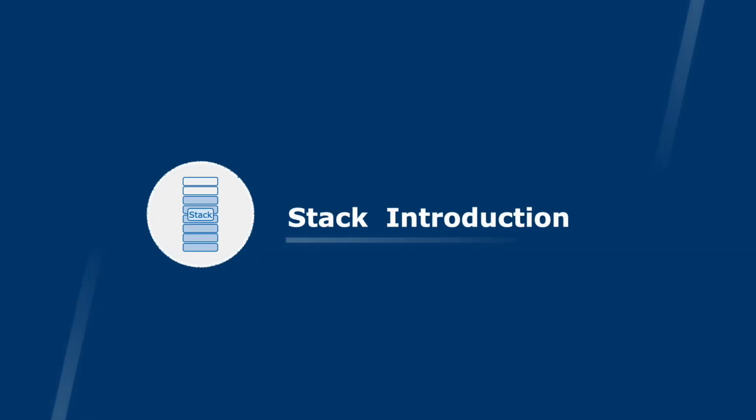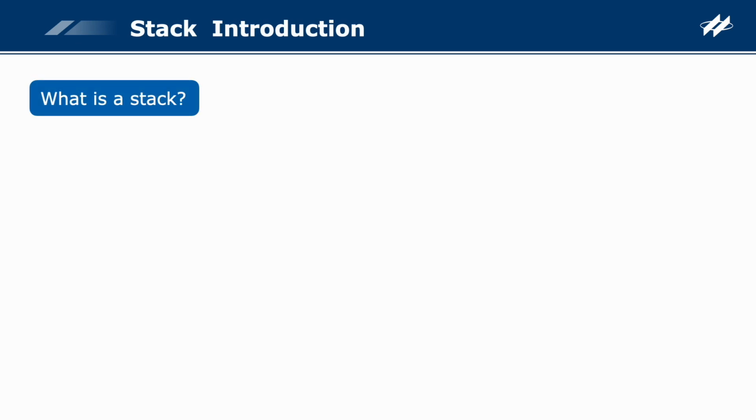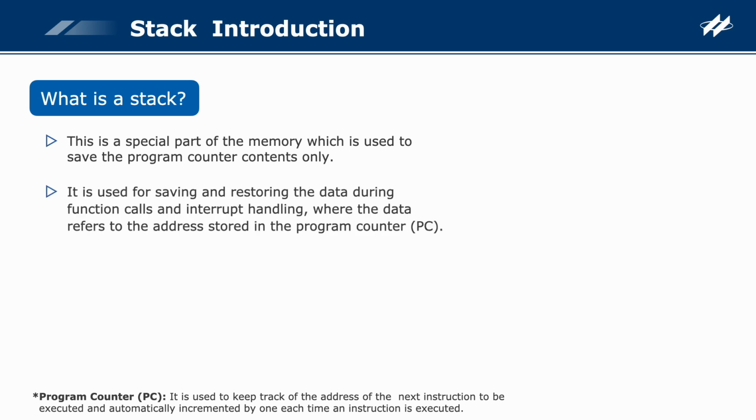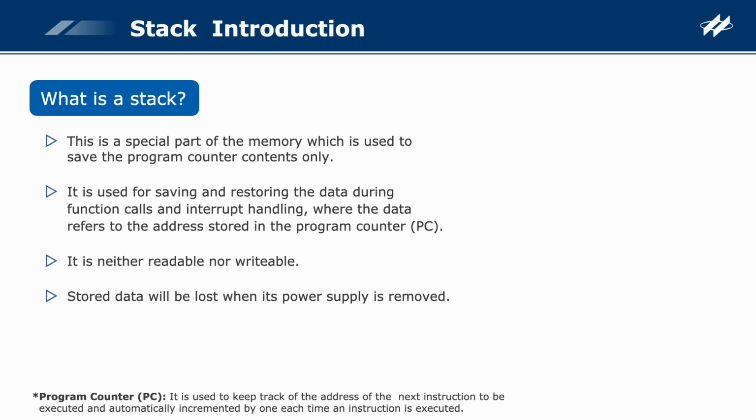Stack Introduction. What is a stack? This is a special part of the memory which is used to save the program counter contents only. It is used for saving and restoring the data during function calls and interrupt handling, where the data refers to the address stored in the program counter. It is neither readable nor writable. Stored data will be lost when its power supply is removed.